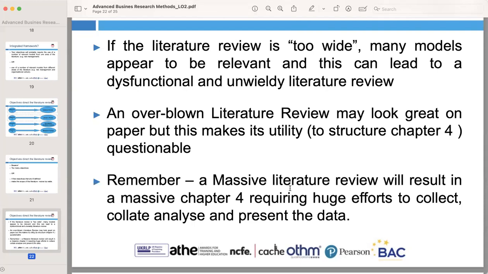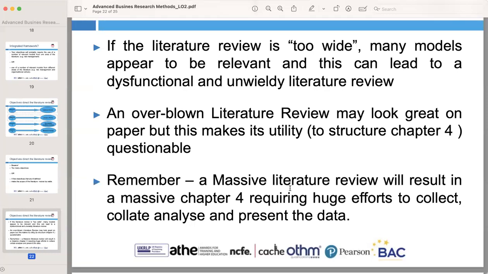Maintaining relevance and utility: it might be tempting to include an extensive number of sources in your literature review. It is important to consider the utility of the review in structuring chapter 4 of your thesis. An overblown literature review might appear impressive on paper, but it does not serve a clear purpose in supporting your research objectives. So its value becomes questionable.